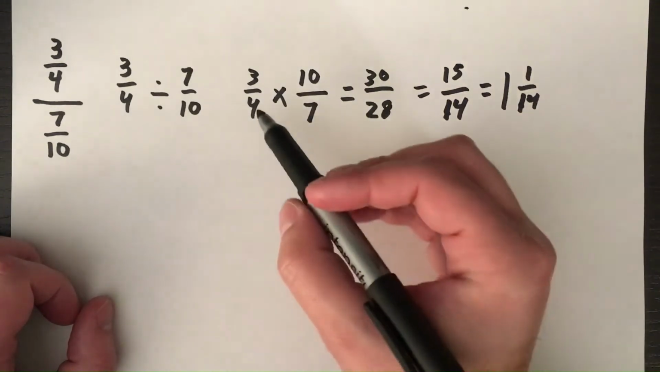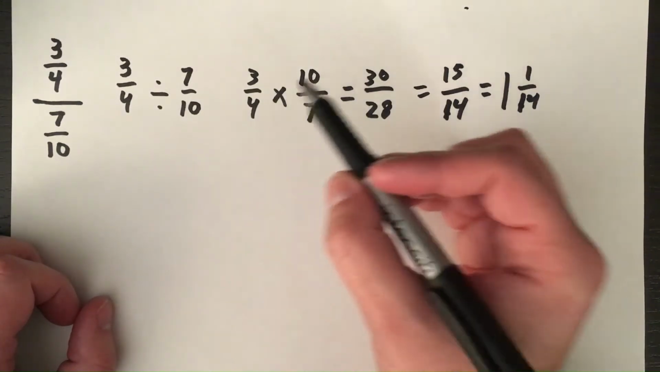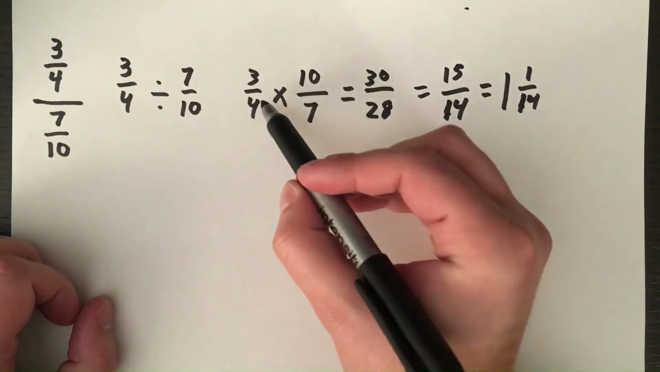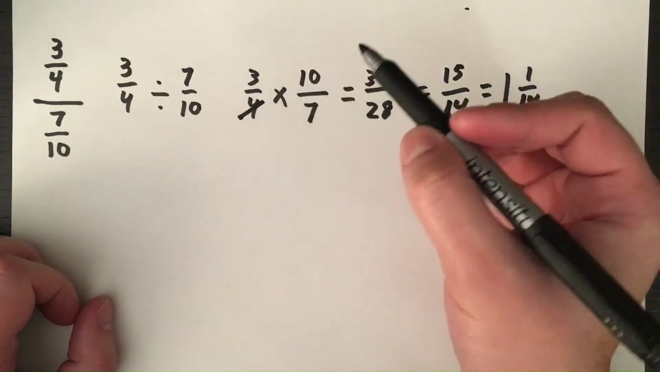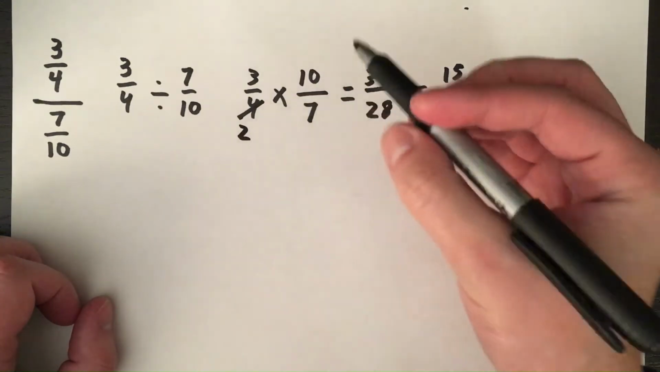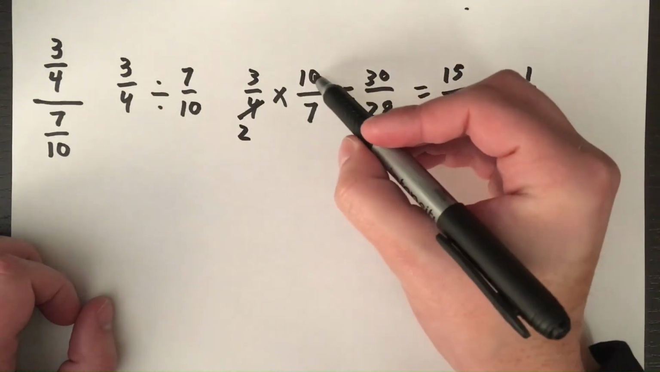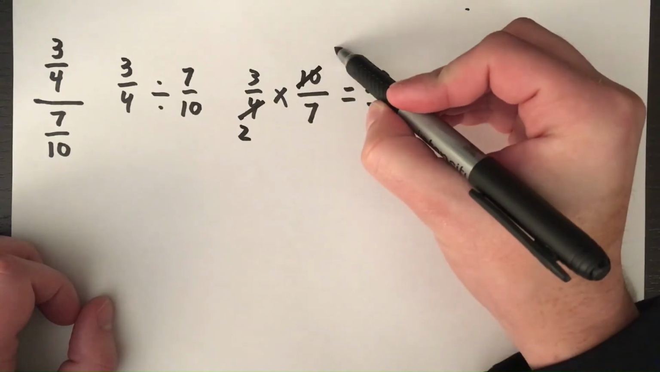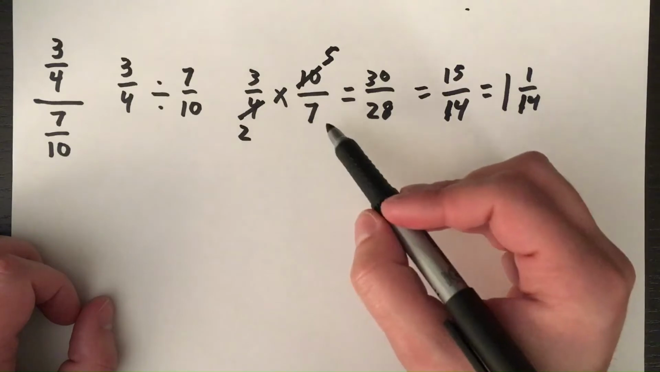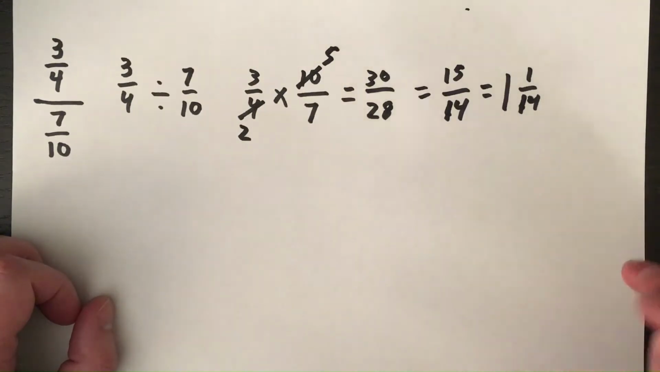And you can also see, going back here, that you could have actually reduced this earlier. You could have just divided both of these by 2. So 4 divided by 2 is 2. 10 divided by 2 is going to give you 5. 3 times 5 would give you 15. 2 times 7 would give you 14.